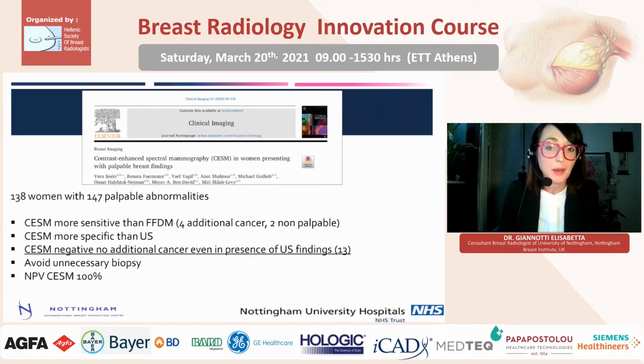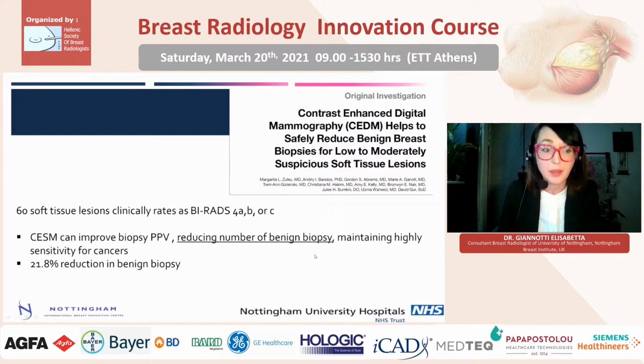Most recently, another paper has been published on the use of contrast mammography in palpable breast findings, and we can see that the negative predictive value of contrast mammography is high. I think this is particularly interesting: if the contrast mammography is negative, there is no cancer, even if we have ultrasound findings. So it appears to be more specific than ultrasound. Again, this paper shows that contrast mammography can reduce the number of benign biopsies, so it increases the positive predictive value of our biopsies.